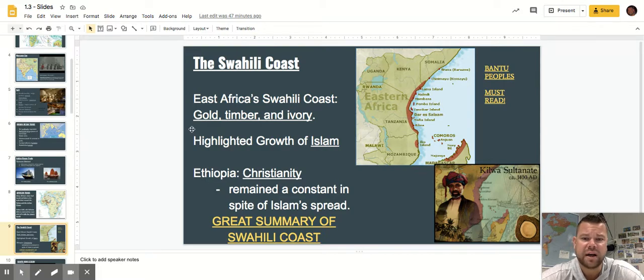That's where the term Swahili comes from. Their main things to trade were gold, timber, and then ivory. Obviously, ivory comes from elephants. But those raw resources would then get shipped up to India and to China and turned into finished products that could then be resold or re-exported or traded for a lot of money.